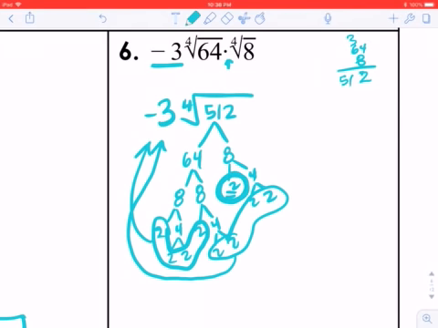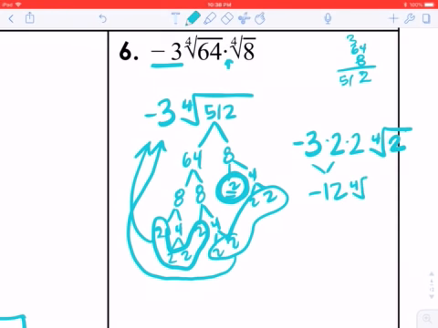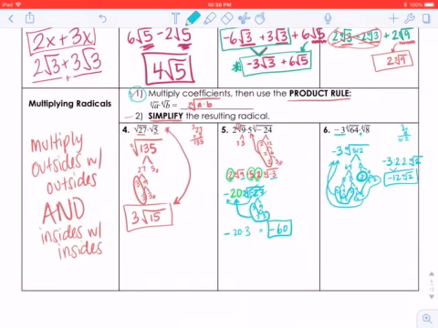So I had a -3 times one squad of 2's and another squad of 2's. And then I have my 4th root of that one 2 that's left over. So I have -3 times 2 is -6, times 2 is -12, 4th root of 2. That is my answer for number 6. So multiplying, we multiply outsides with outsides, insides with insides.